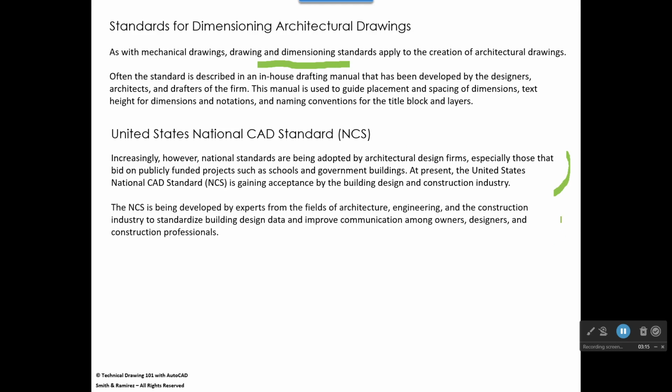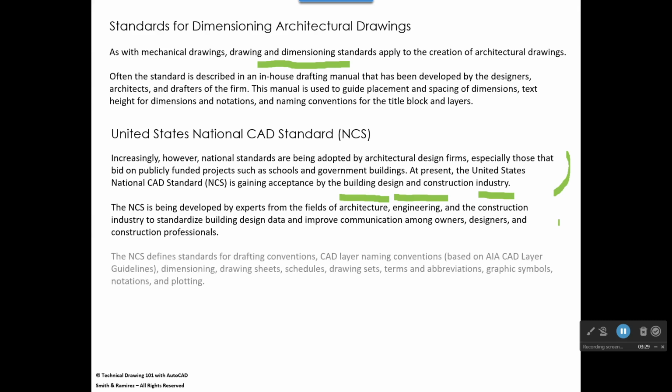The NCS was developed by experts from the field of architecture and engineering and construction, and the attempt was to standardize building design data and improve communication among owners, designers, and construction professionals. The goal of all standards really is to make the drawings clearer and to reduce the number of mistakes that might be made by drawings that don't comply to a standard.